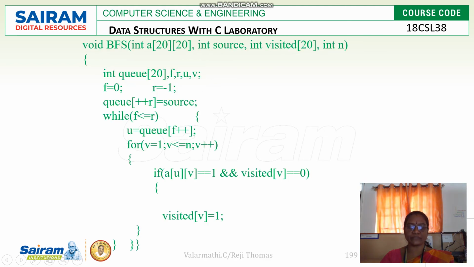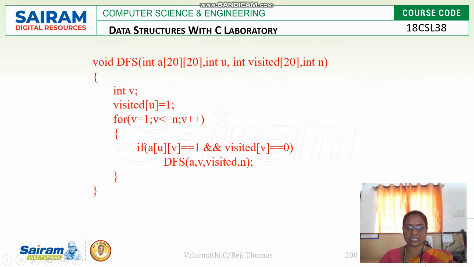Then move on to the BFS algorithm. As we know, it should traverse in the breadthward direction. The concept here is that first it takes the adjacency matrix, the source node, the visited array and the number of vertices. It starts with v equal to 1; v less than or equal to n; v plus plus. If A of u comma v is equal to 1 and visited of v equal to 0, then it will be visited for breadth first search, or else it won't. Likewise it will be traversed.